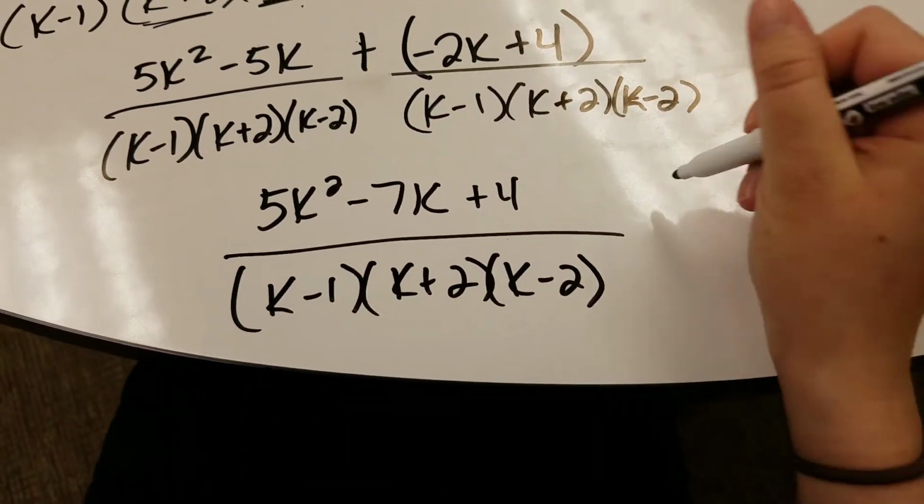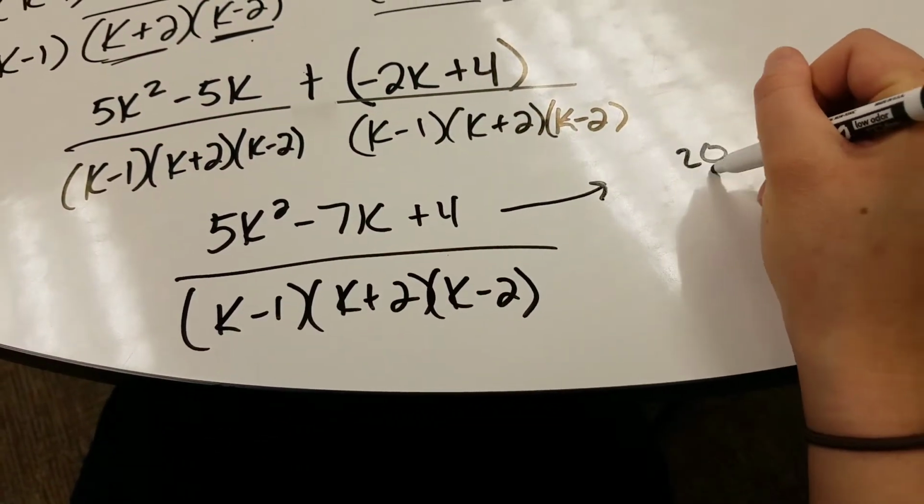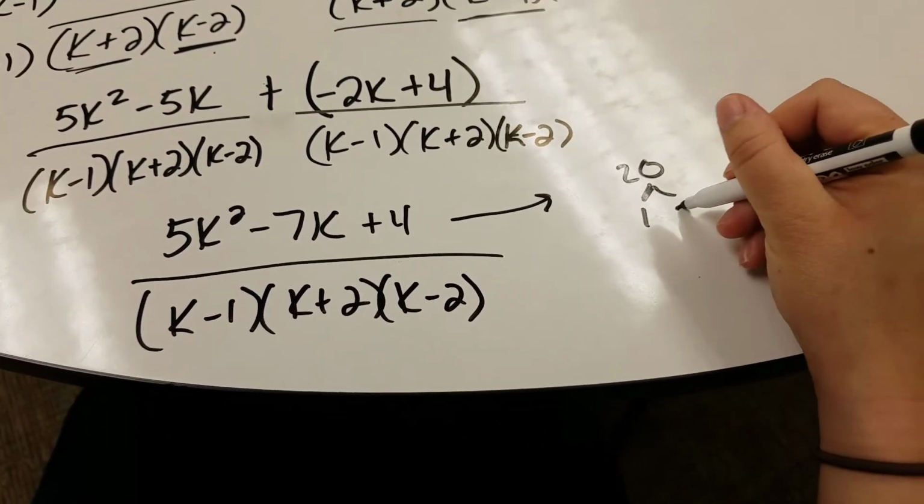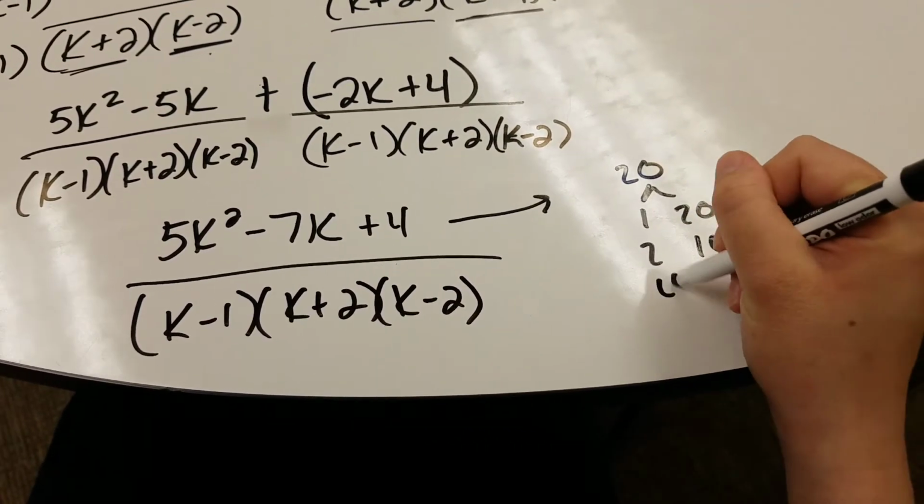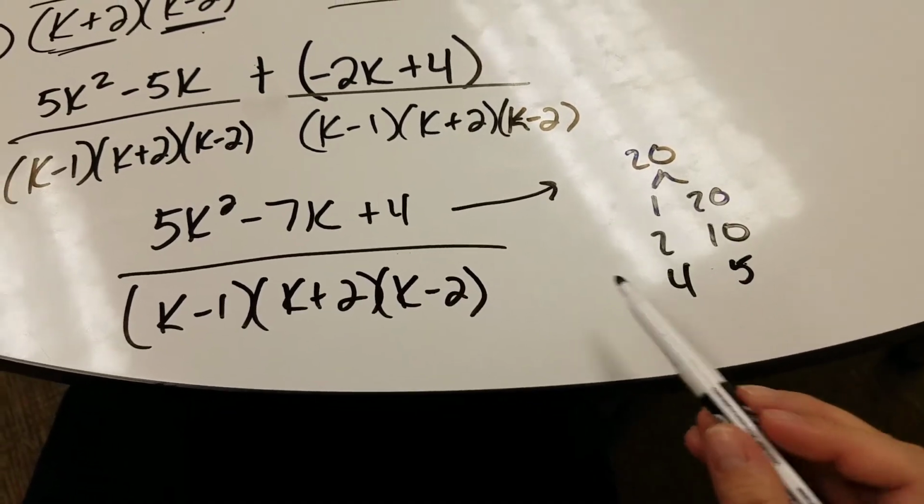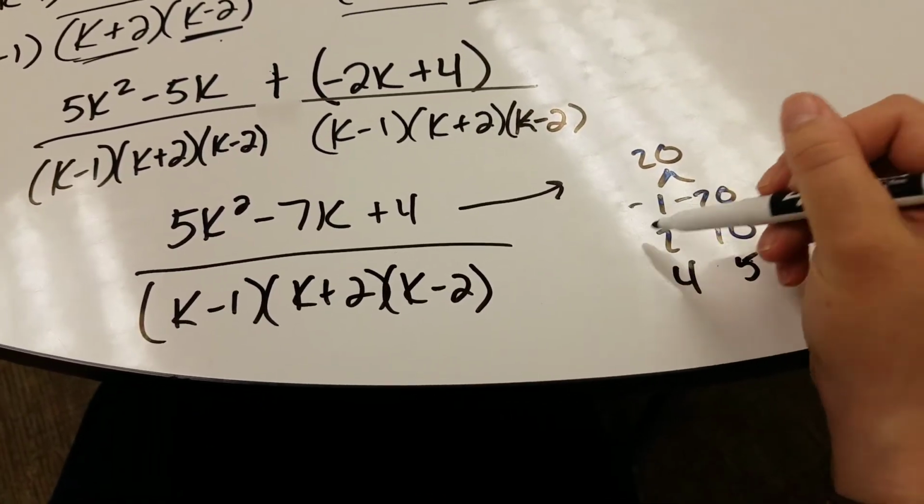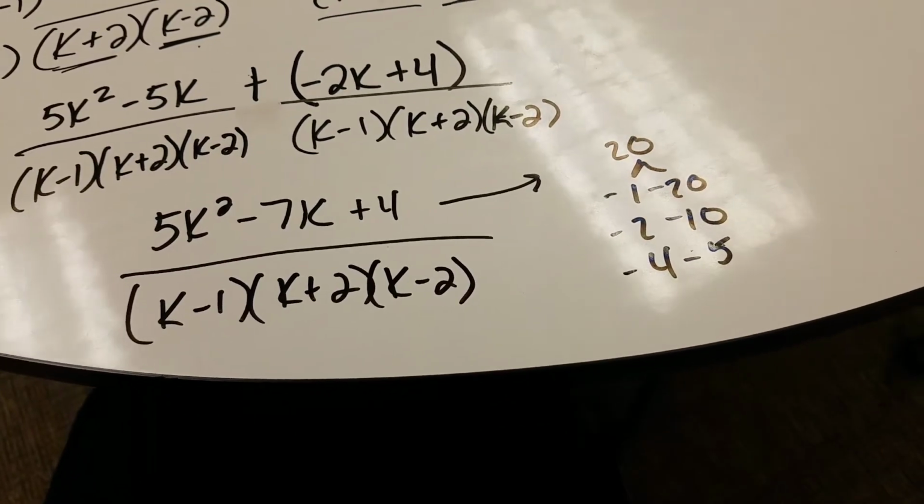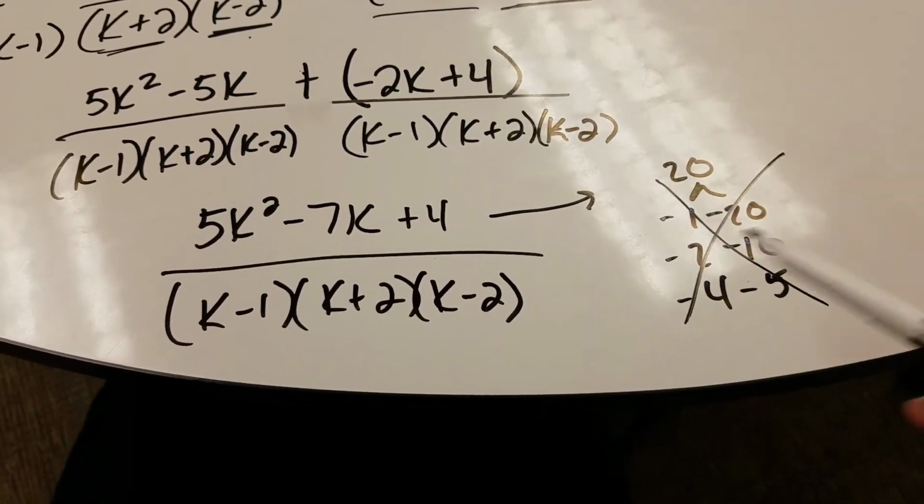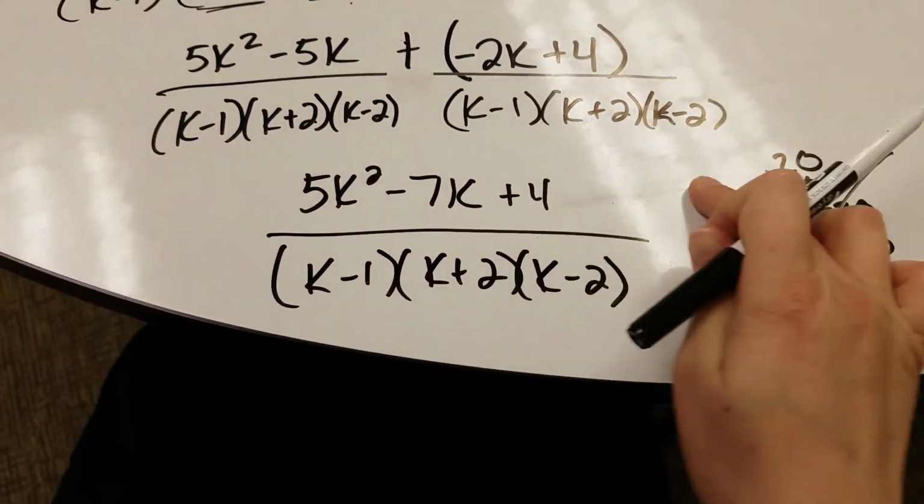If you wanted to check to see if this factors, we look for factors of 20 that add to 7. We factor 20 all the way, and we get that there are no factors that add to negative 7, so it's not factorable. Usually that'll be the case, and this is our answer.